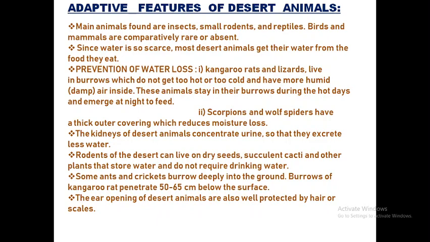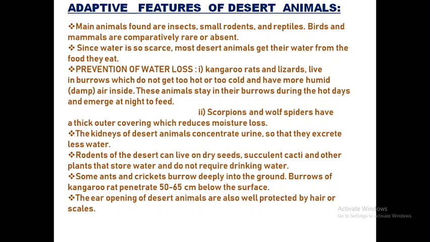Some ants and crickets burrow deeply into the ground. Burrows of kangaroo rats penetrate 50 to 65 centimeters below the surface. This is because of the same reason. And the ear openings of desert animals are also well protected by hair or scales. That is also true for the eyes.